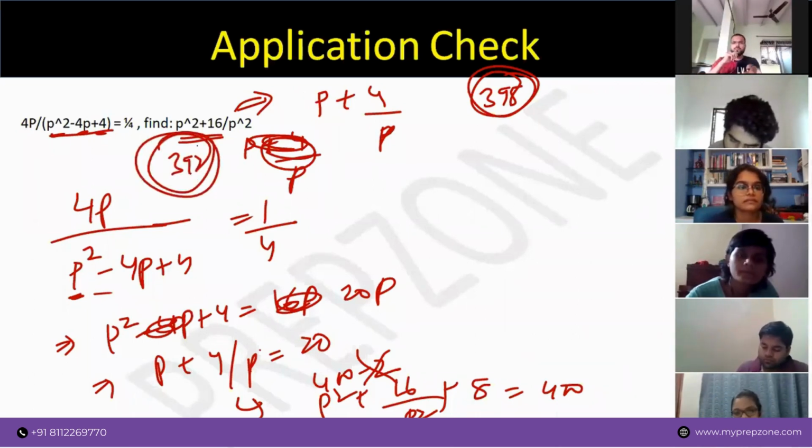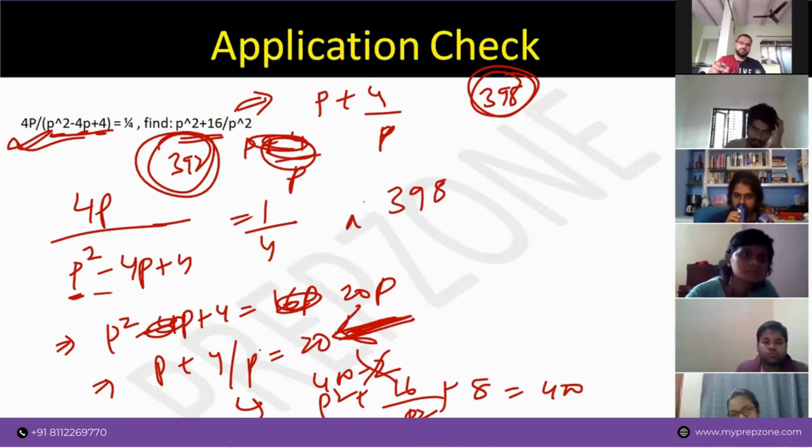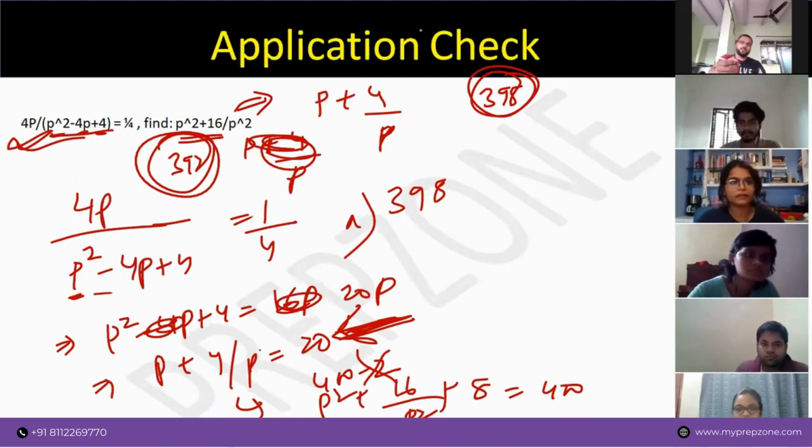So this question needed first visualization and then full attention here, because this was the deadlock condition where a lot of people will make a mistake. A lot of people will mark 398, and 398 will be in the options, definitely in the options. Sanjay, clear? Okay.